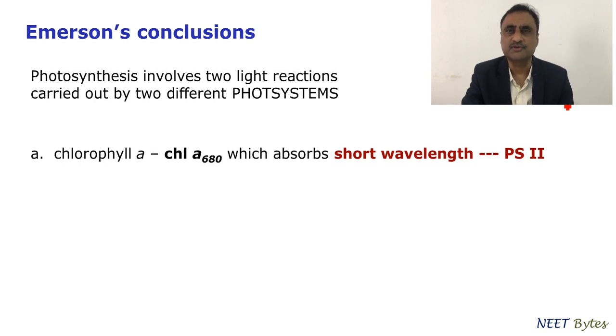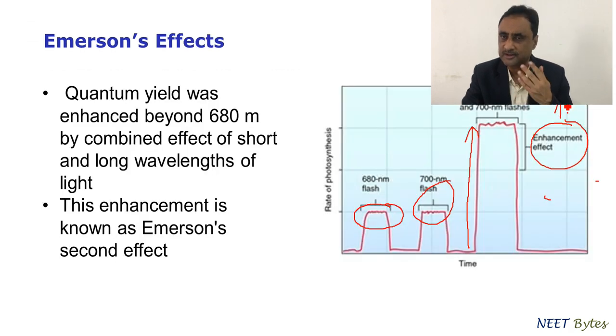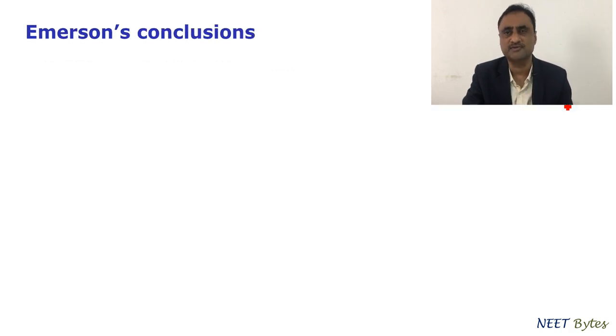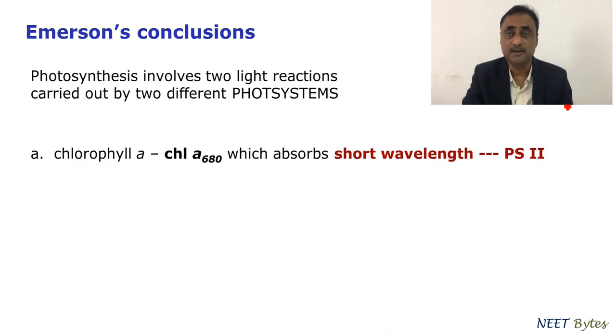So what is the net conclusion? The net conclusion is that there exist two photosystems. One operates in the longer wavelength and another operates at the shorter wavelength. So photosystem 2 operates at the shorter wavelength, and the reaction center for photosystem 2 is P680, and photosystem 1 operates on a longer wavelength, and the reaction center we call P700, right?